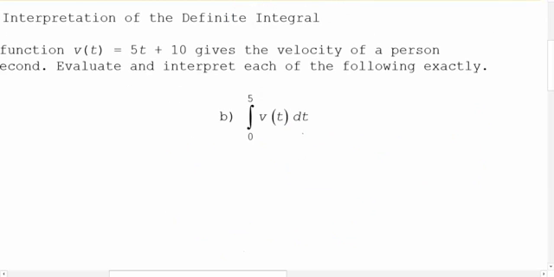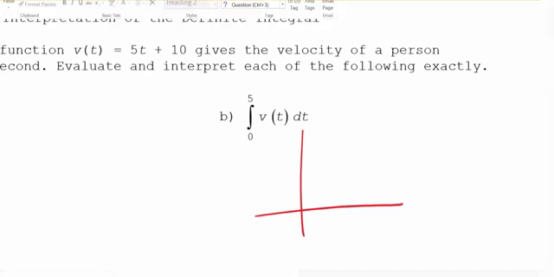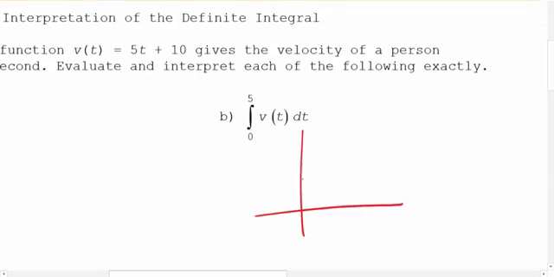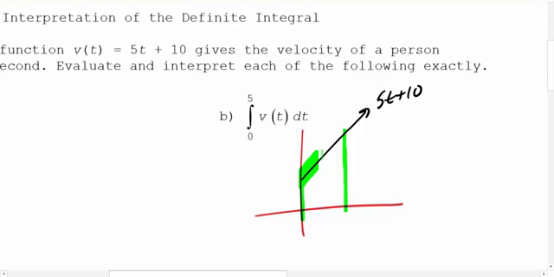Go ahead. So we have something like that. So we have 5x plus 10, or 5t plus 10. So shade for me what the area looks like that we're calculating on this. We're going from 0 to 5. Yay. It's a lot of shading right there.